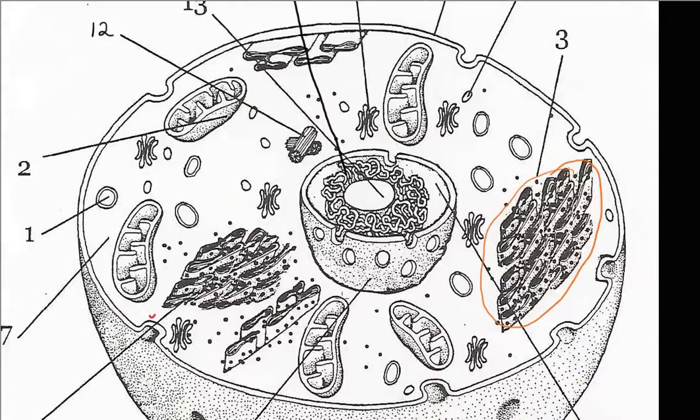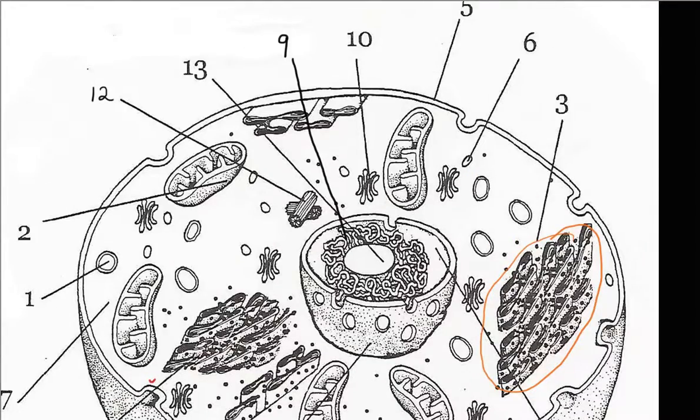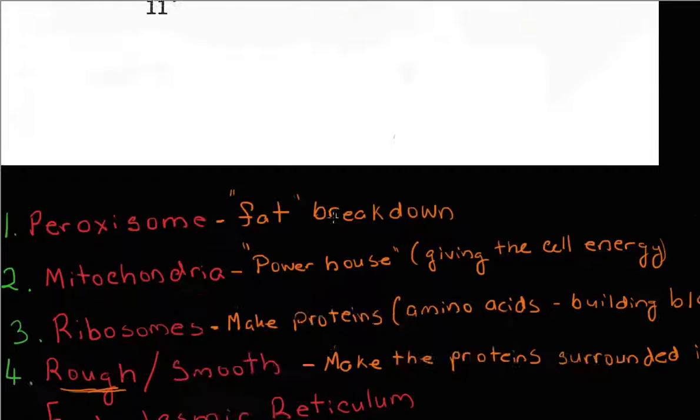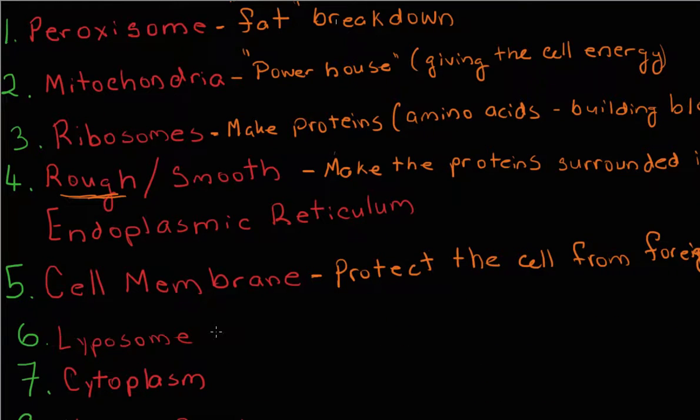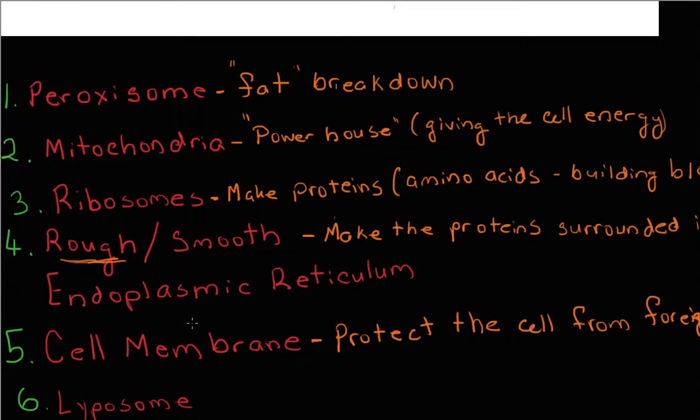So number 6. Number 6 points to this little tiny guy. This little tiny guy is called a liposome. Now, a liposome is like the cell dumpster or cell garbage can. Cell garbage can.